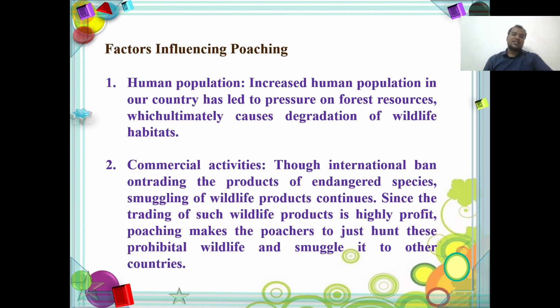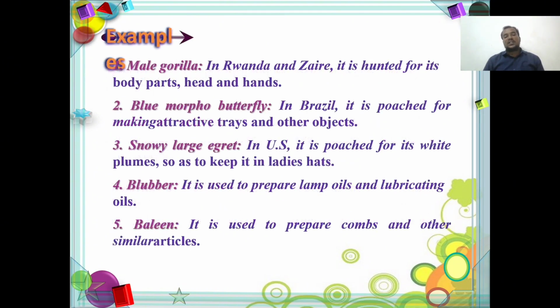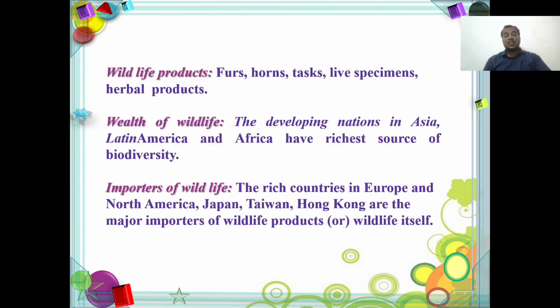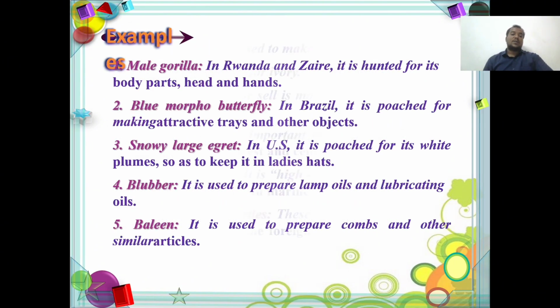Then factors influencing poaching: the human population has increased, which creates pressure on forest resources. Then commercial activities and wildlife products, the wealth of wildlife, the importance of wildlife. So these are the reasons. Then examples: the blue morpho butterfly in Brazil is poached for making attractive trays and other objects. Then blubber is used to prepare lamp oils and lubricating oils. So these are examples of wildlife animals being poached among the nations.